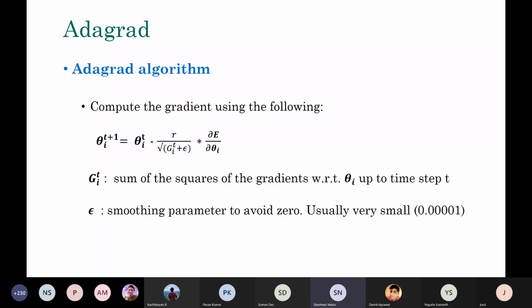Okay. So, sir, for the first iteration, it will be 0, right? So dividing by root epsilon will be a very big value, right? For the first iteration, yes, absolutely. It should be a very big number. You're right, that is true.